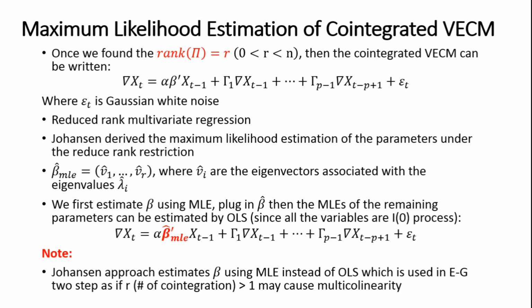So we have the relationship that is given below. So we can note that the Johansen approach estimates beta using MLE instead of ordinary least squares, which is used in the Engle and Granger two-step, as if r is superior to 1 it may cause multicollinearity.